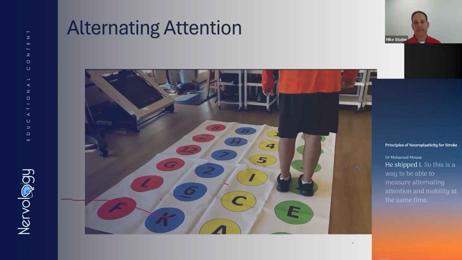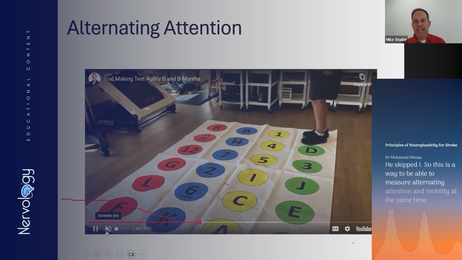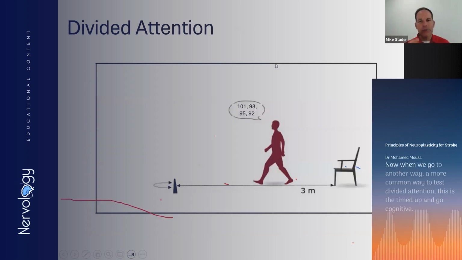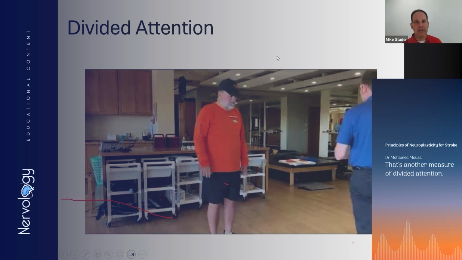He skipped I. So this is a way to be able to measure alternating attention and mobility at the same time. All right, now when we go to another way, a more common way to test divided attention, this is the timed up and go cognitive. So having an individual stand from a chair, walk 3 meters, turn around and go back, we measure the amount of time it takes and we ask them to subtract by 3s. That's another measure of divided attention.